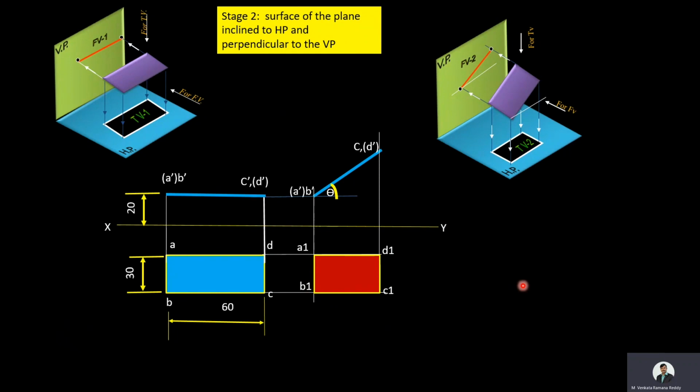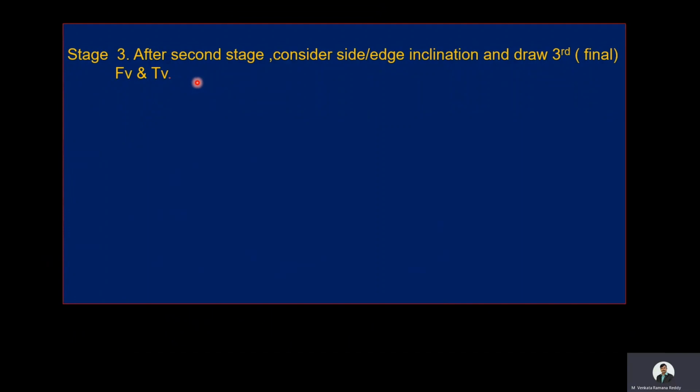Now we'll move towards third stage solution. Stage 3. In the second stage, we considered surface of the plane inclination with reference planes, whereas in the case of this third stage, we are considering the side or edge inclination with reference planes, and we are drawing final front view as well as top view.